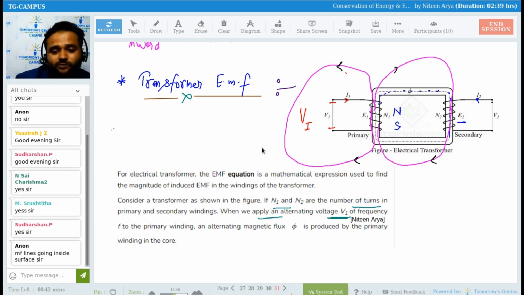When we apply alternating voltage, I repeat, alternating voltage, because we have alternating current, so we have alternating voltage also.